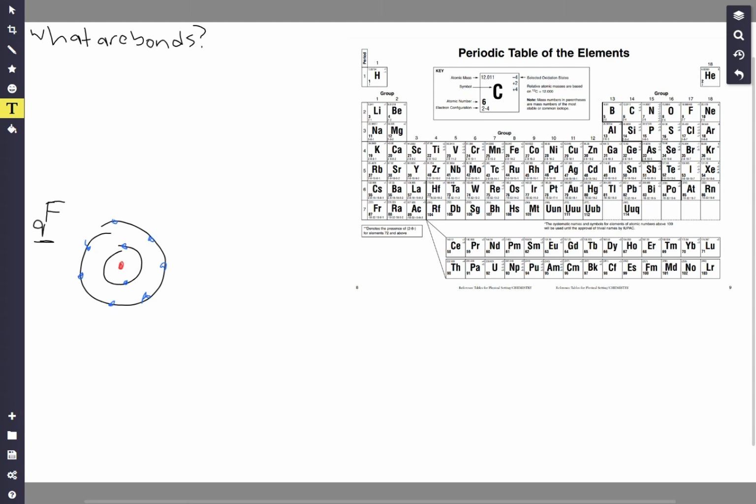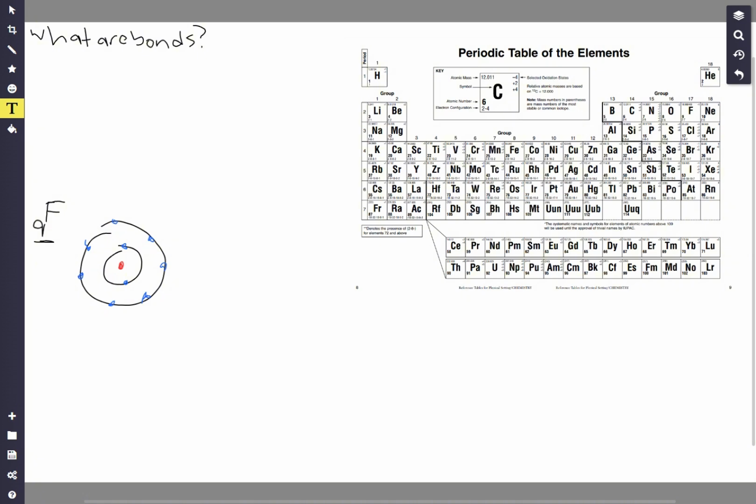Let's say I'm the atom fluorine. Well, I have an atomic number of 9, so I'm going to have 9 protons and 9 electrons, right? So I'm going to have 2 electrons in my first shell and then 7 electrons in my second shell, my valence shell. The thing is, though, I want to have 8 electrons in my valence shell to satisfy the octet rule. I want to have a full valence shell, right?